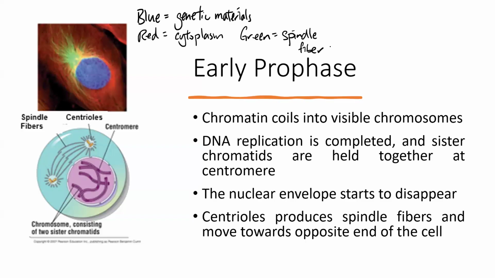If you forgot what the spindle fibers are, they are part of the cytoskeleton. They're like ropes. The best way to think of them is like ropes. They will grab onto the DNA and they will pull them around in the cell and move them around. So at this point, if you look at the genetic material, can you actually see the individual chromosomes?